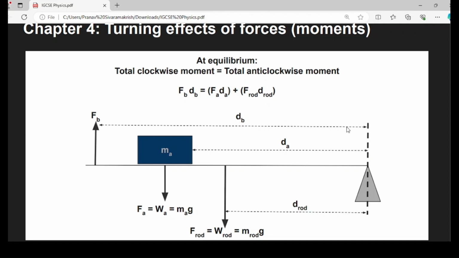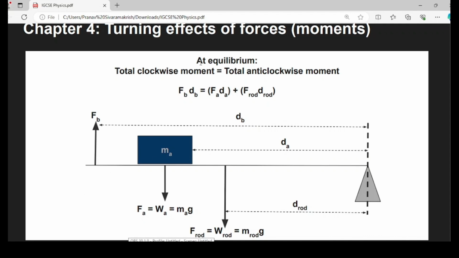FB acts at a distance dB from the pivot, which means the moment of FB will be FB dB, and it acts in the clockwise direction, essentially making the rod move from the 6 o'clock to the 12 o'clock. So those are the three forces that are acting. You've got one clockwise force and two anti-clockwise forces, so one clockwise moment and two anti-clockwise moments.